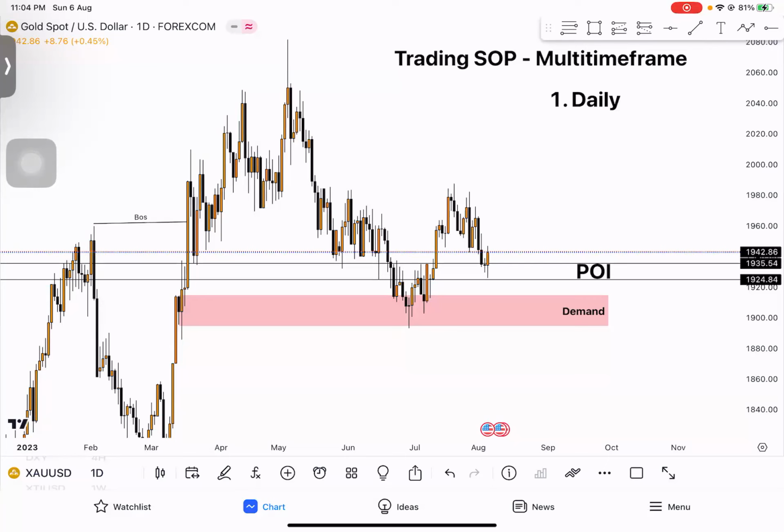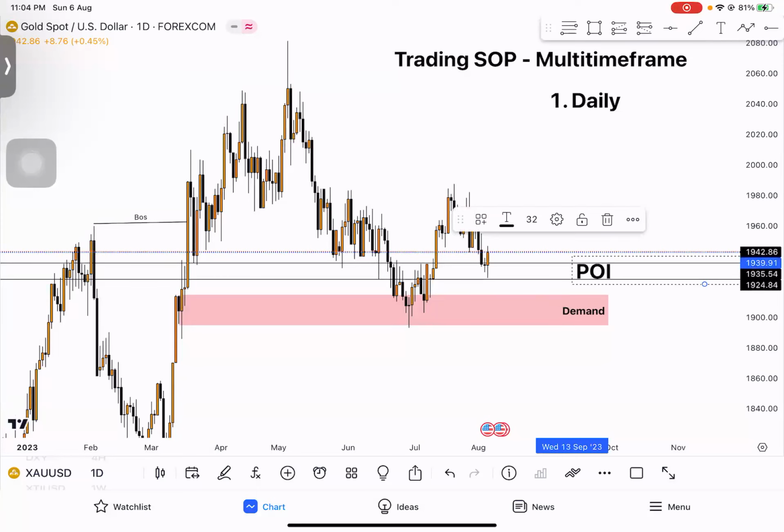Is that clear for the first time frame? Clear or not? What should you do on the daily? Identify the direction and also identify the point of interest. I will use the line to mark only.